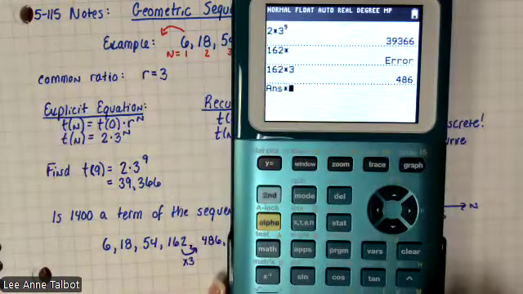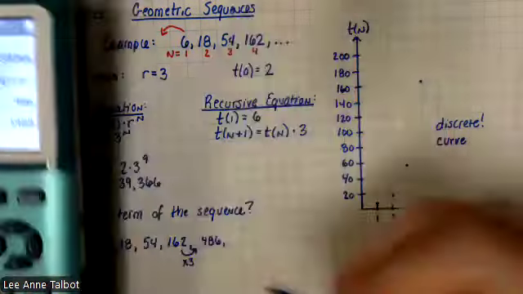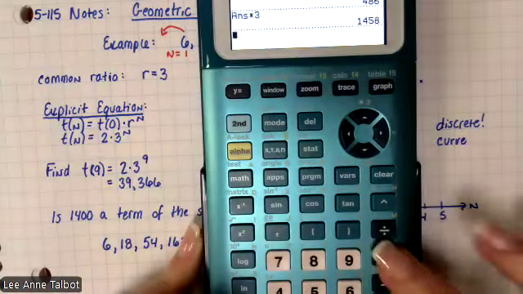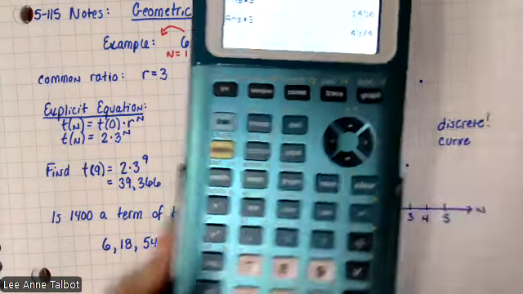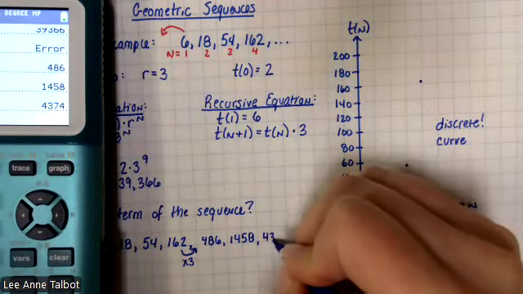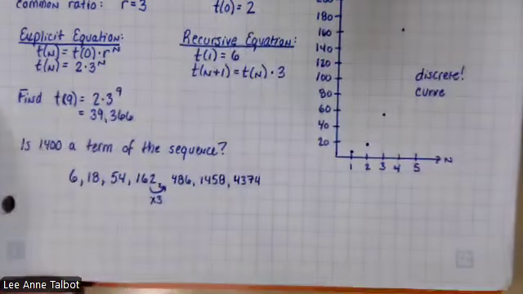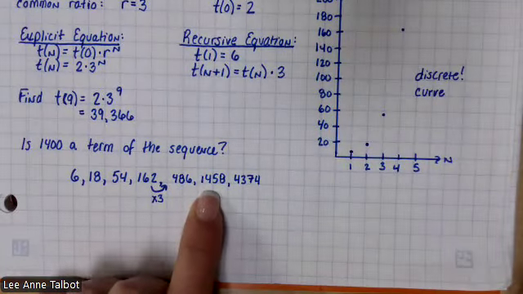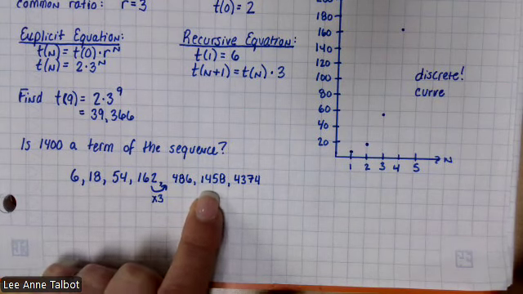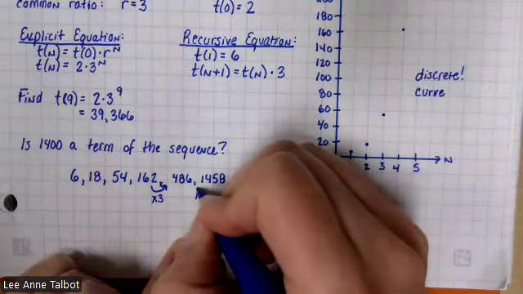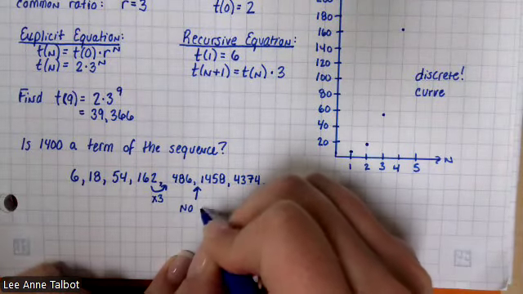Times 3, 1458. Times 3, 4374. Oh, cripes, I could have been done, huh? Oh, I went too far, but it's okay. Okay, is 1400 a term of the sequence? No.